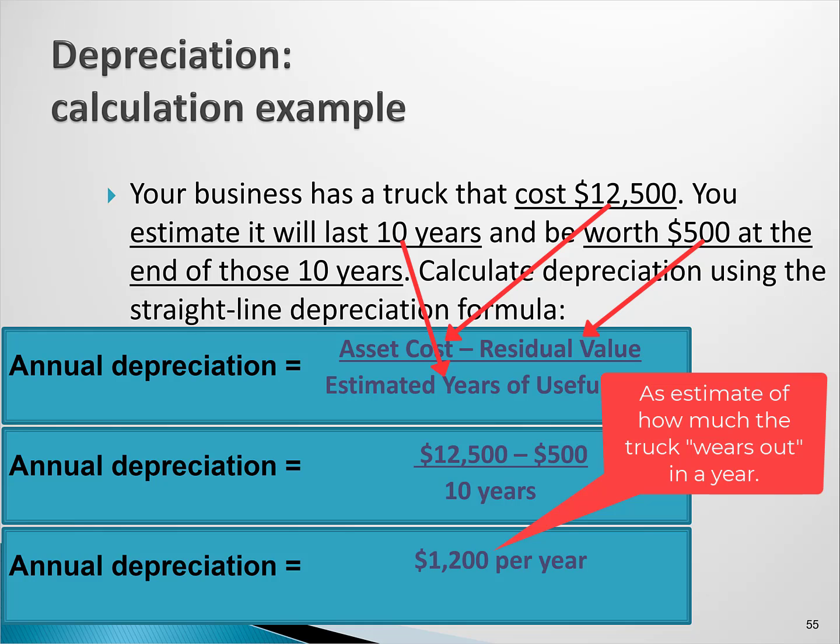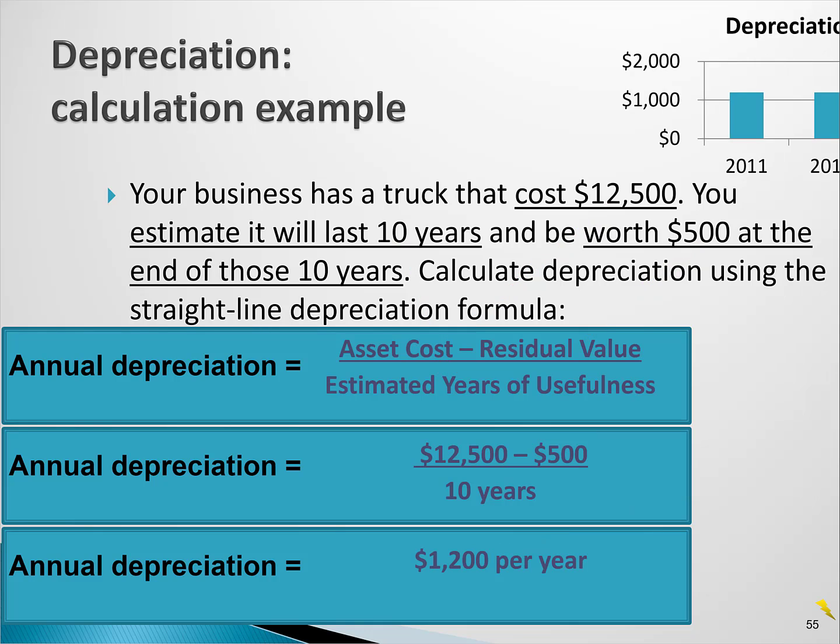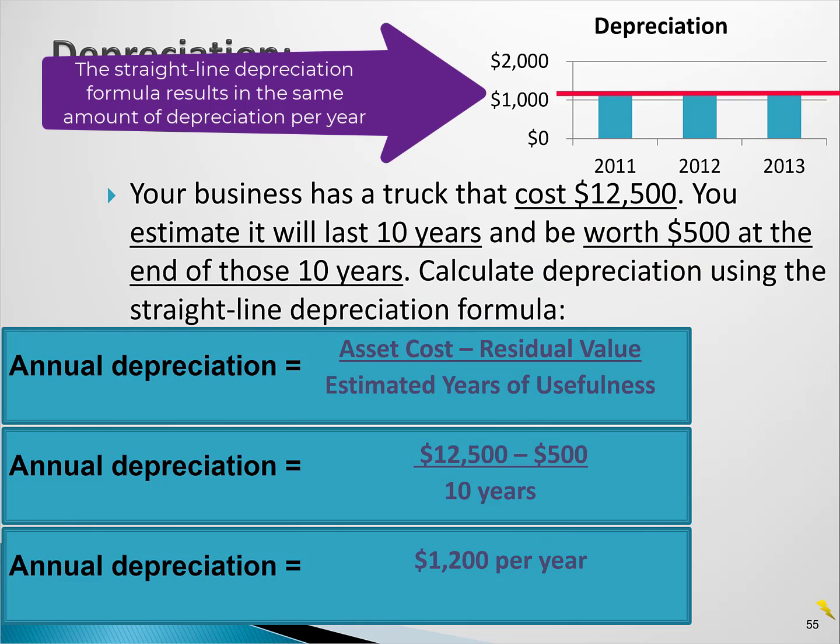And that's a depreciation expense. So this is an expense that the company gets to use to offset their income, so it lowers their taxes. And so the straight line graph is in the top part of the PowerPoint slide. Notice for this asset, it turns out to be $1,200 per year, and it gives us a nice straight line of depreciation that's the same amount every year.